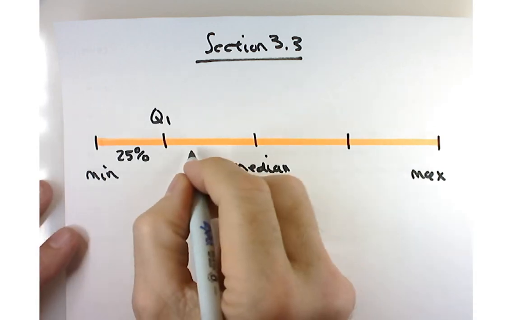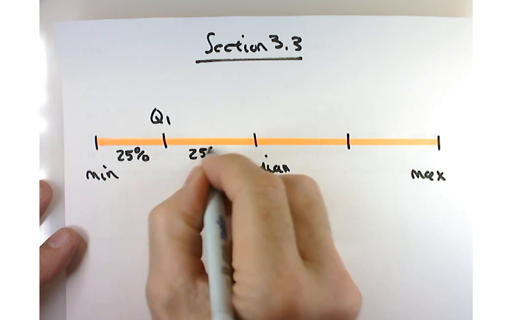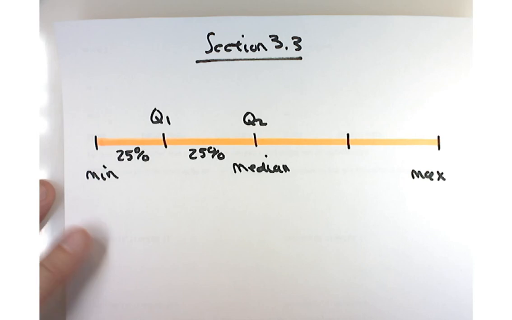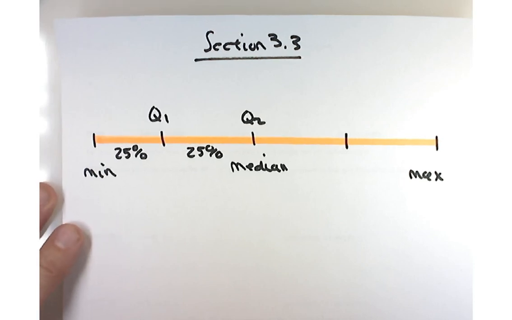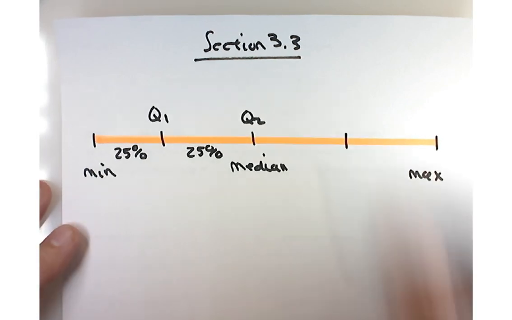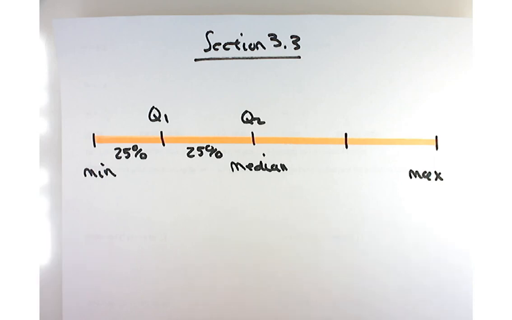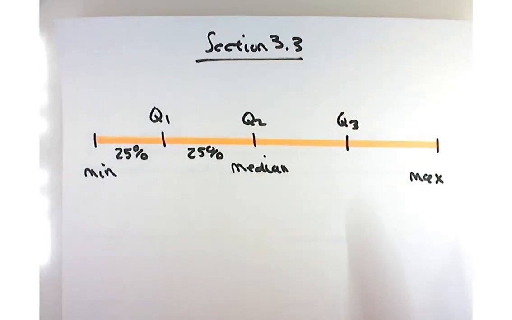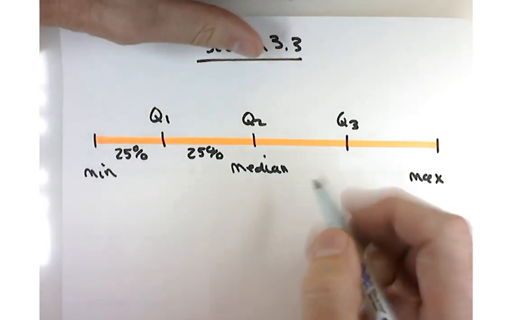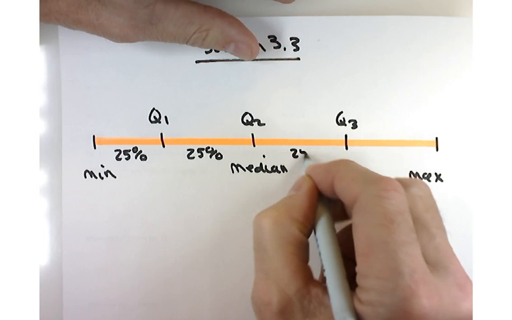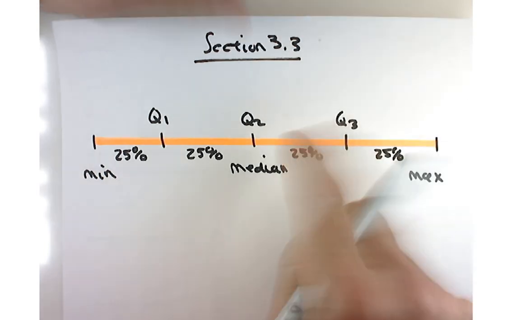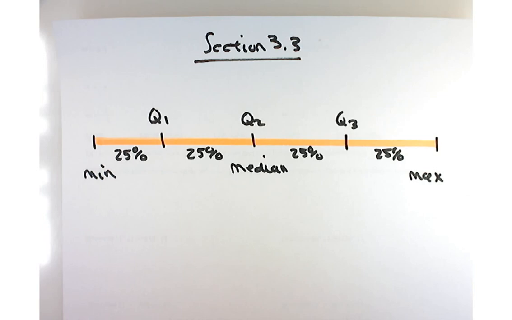And then there's Q2. What's another word for Q2, do you think? Median. The median. Q2 and the median are exactly the same. Now you've got a total of three quartiles that separate your data into four different slots. So again, each of these has 25% of the data. So those are your quartiles.